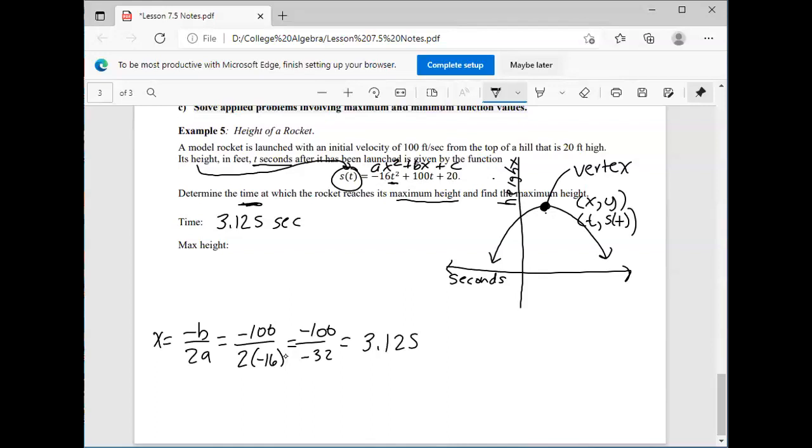To find the y value, all I need to do is go to my formula and plug in my 3.125 every time I see a t. Okay, that will give me the answer to, well, how high was this thing at the maximum, or at the vertex, the maximum height? I'm getting 176.25, and it says it's in feet.